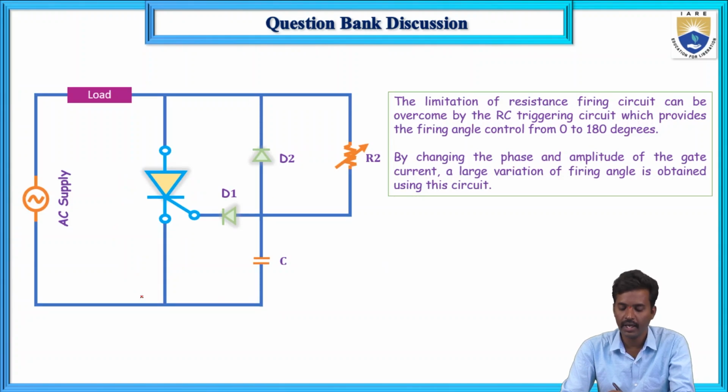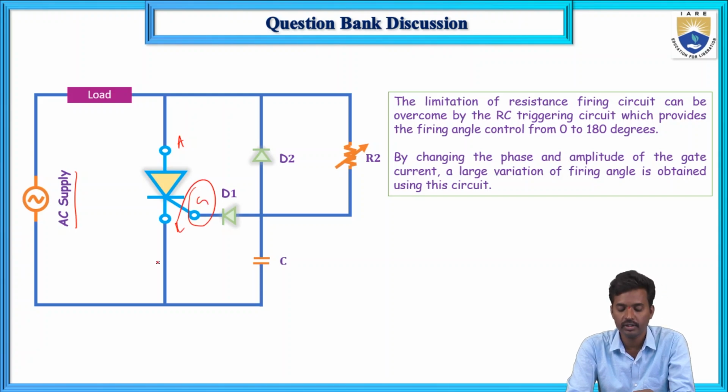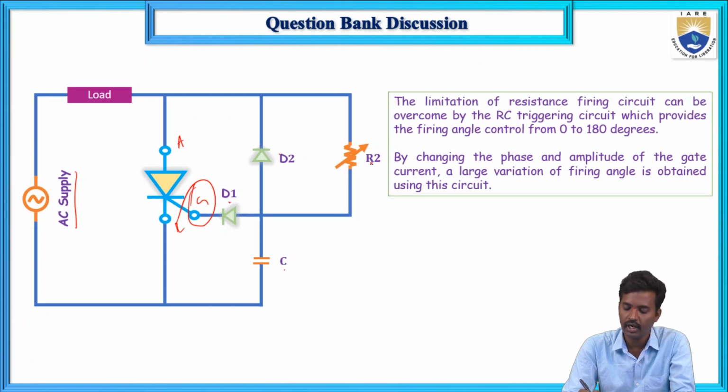So here this is the diagram. This is the AC supply and this is the SCR, where we are giving the anode and cathode. This is the gate, so here we need to give gate triggering. The components are D1, D2, C and R2.